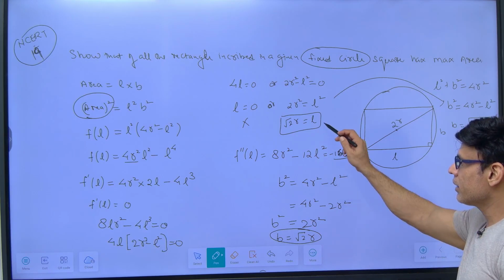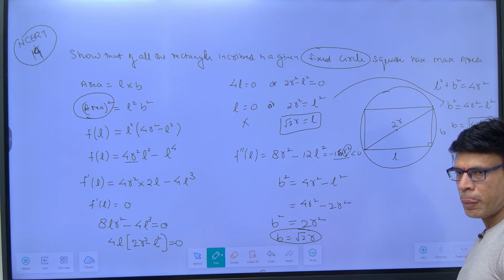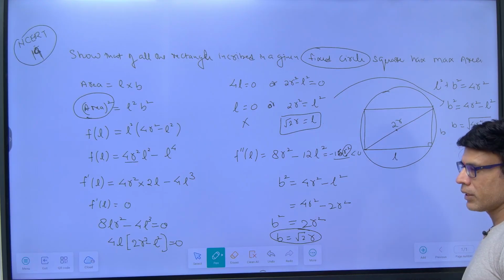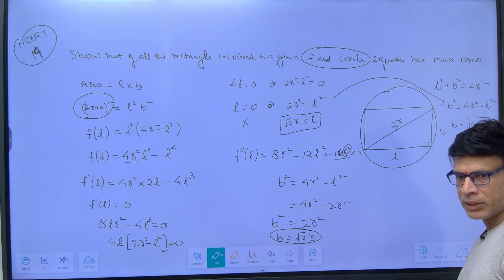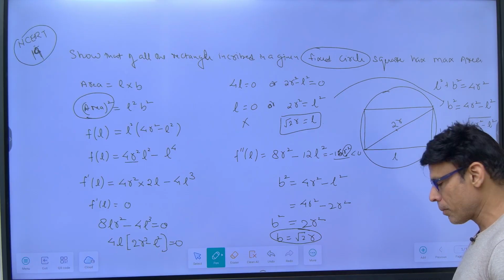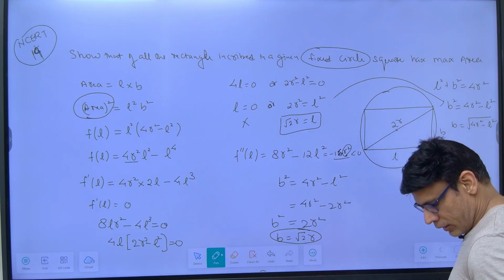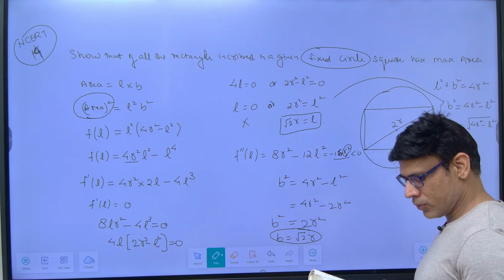See, your length and breadth are equal or not? Length and breadth are equal. That means square has the maximum area. Clear? One more question I'll take and then I'll give you some questions to solve.